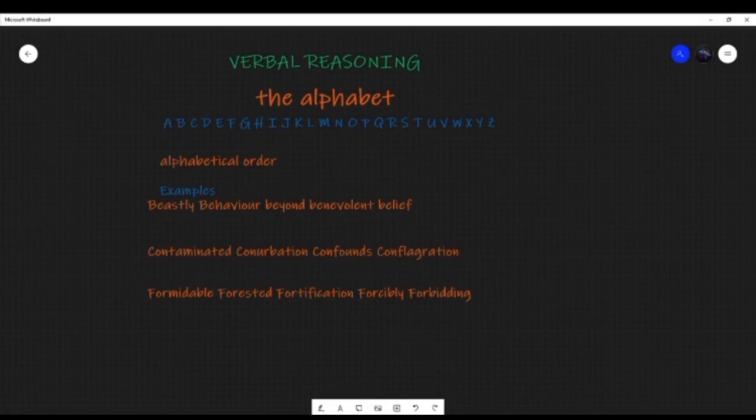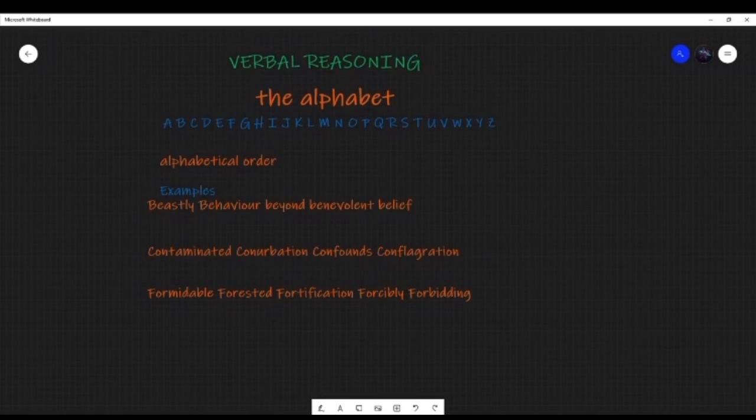As you can see, confound and conflagration both start with F as the fourth letter, whereas in contaminated and collaboration it's T and U, which means confound and conflagration go first and second. So with confound and conflagration, you have to look at the fifth letter, which is O and L. And we know that L comes before O, which means conflagration is the first word. Confound is the second word.